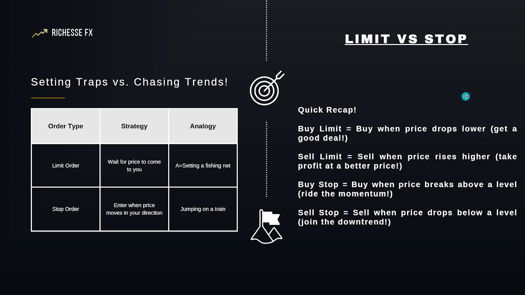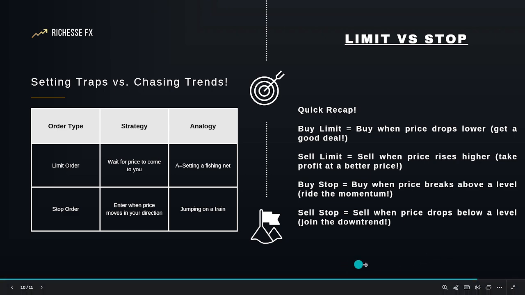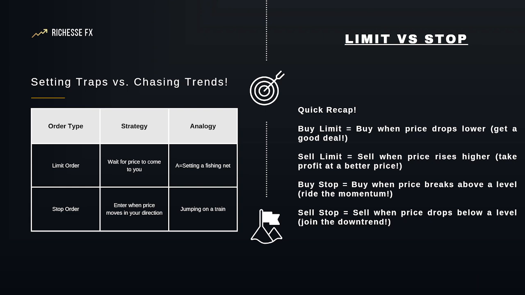Setting traps versus chasing trends. So again, this is still on limit versus stop. Limit order: wait for price to come to you. Stop order: enter when price moves in your direction. It's pretty much like jumping on a train. The top analogy is setting a fishing net. It's the exact same thing, just waiting for price to come to that perfect point. And obviously, a stop order is like you jumping on a train. That's a good analogy there.